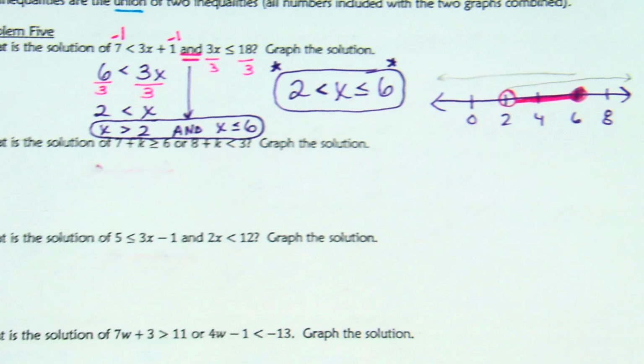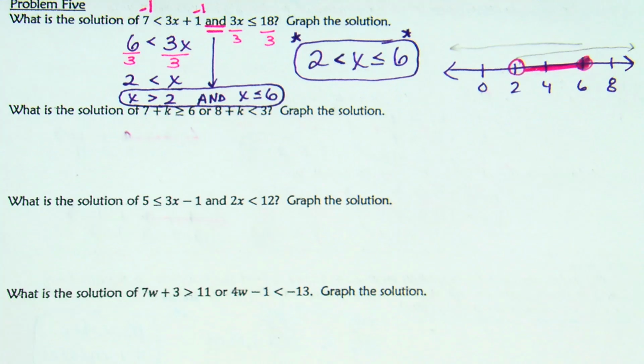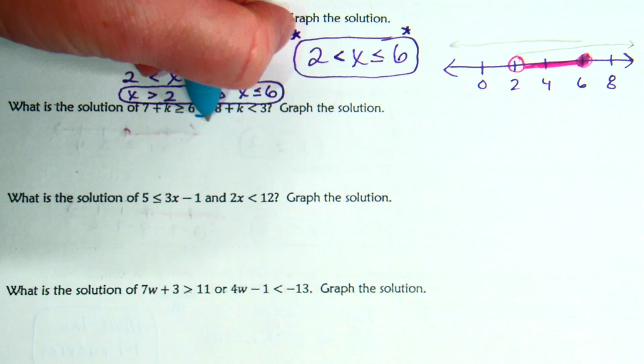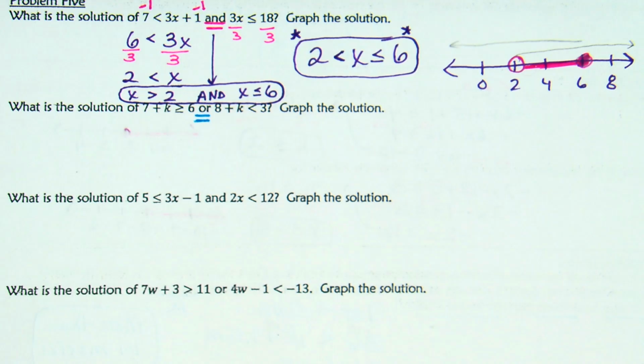If it's 7 plus k greater than or equal to 6, how do I get k by itself? Subtract 7. So if I subtract 7, I get k is greater than or equal to negative 1. What's the word I'm going to put in between these answers? Or. You want full credit when you get to a test for me, you must write that word in there. The word or has to be written in or I'm not going to give you full credit. Just saying.